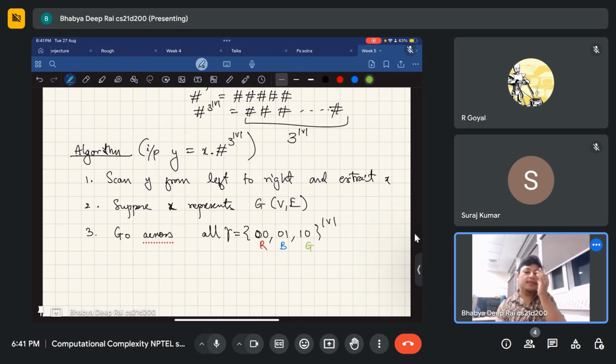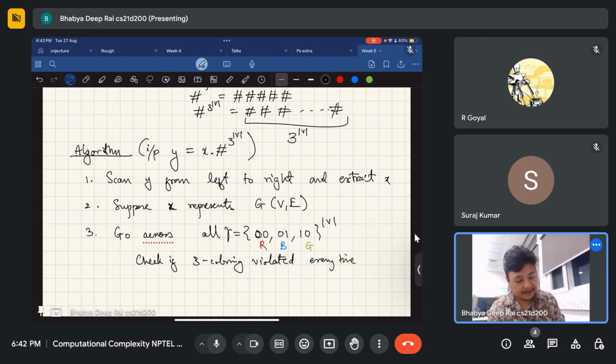Now this is the assignment, and check if the 3-coloring is violated every time. And finally, if no violation, output yes, the output is yes if it is valid. Otherwise, after the loop ends, output no.